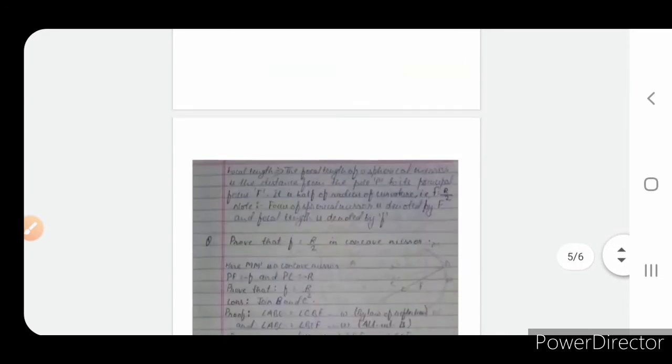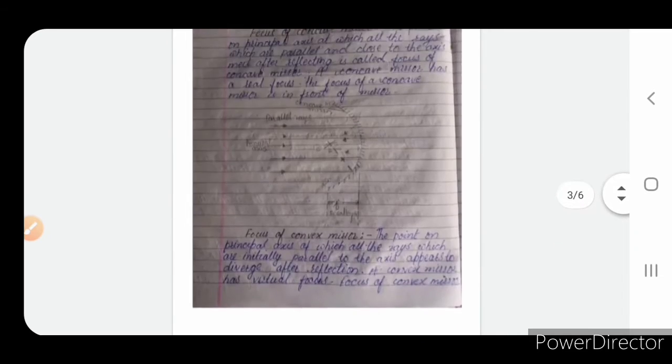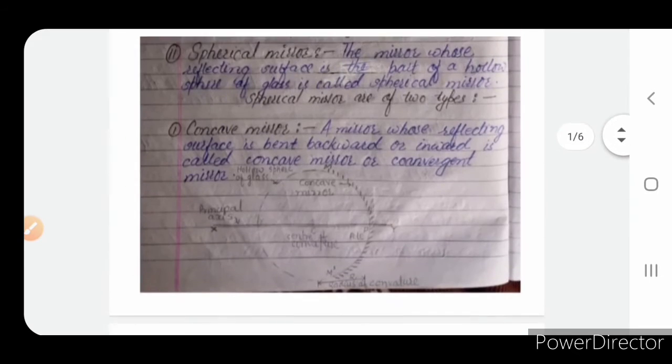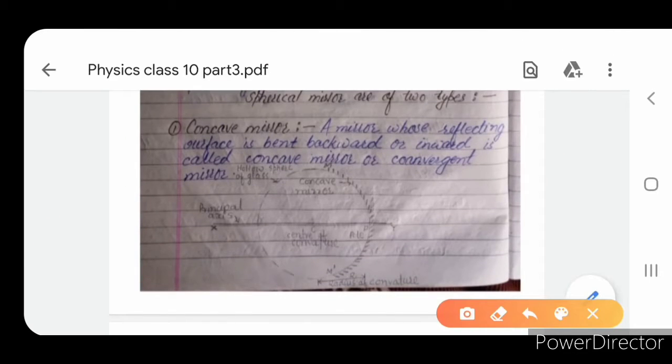The definition is actually not given in the PDF, but you can create your own definition from here. For example, a mirror whose reflecting surface is bent backward or inward is called a concave mirror or convergent mirror. Concave mirror is also known as convergent mirror. Now the question is why a concave mirror is called a convergent mirror. In the next videos I shall discuss it.